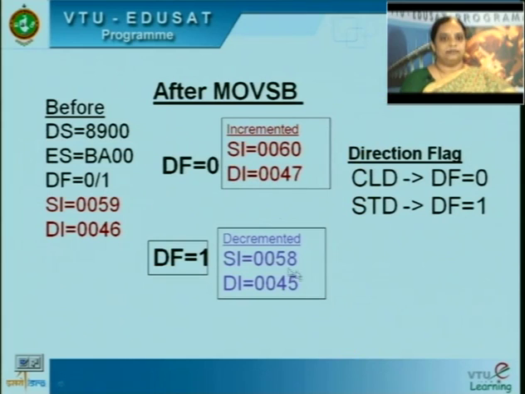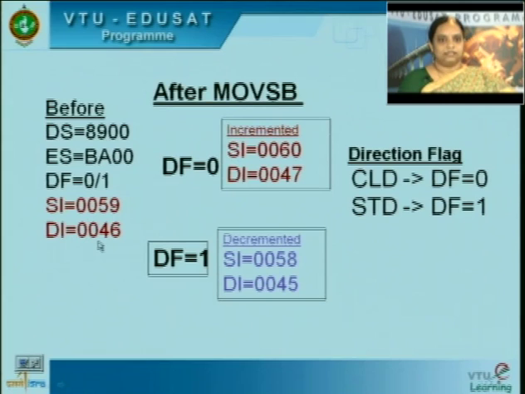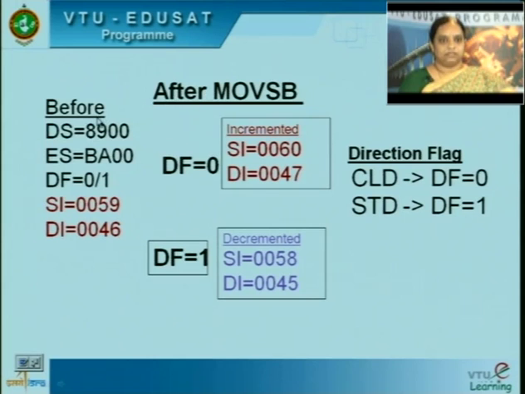So this is an example. SI is 59, DI is 46, and this is before execution of the MOVSB instruction. Your DS and ES remain unchanged. Now, if the direction flag is 0, after execution of MOVSB, the source index and the destination index are incremented by 1, so that they point to the next memory location. 59 will become 5A, 46 will become 47.